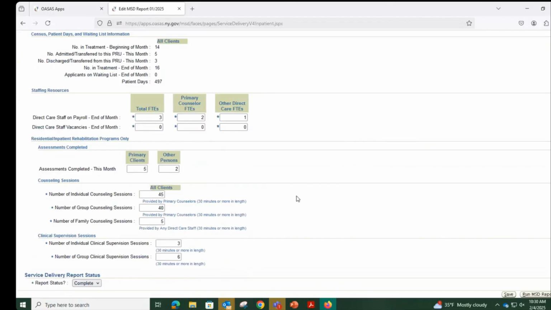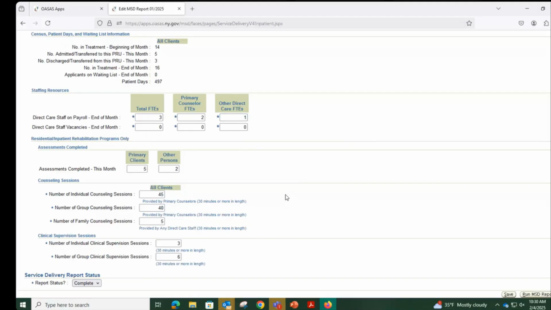So this is just a count of the group sessions that were provided at this residence by the staff that were documented up in staffing resources. So you would just literally go through and count the number of groups that you offered. This was a rather intensive group with 40 count, but they have to be 30 minutes in duration, and your primary counselors.